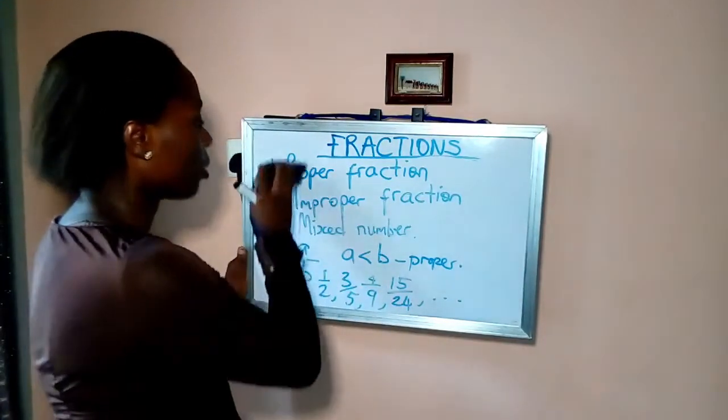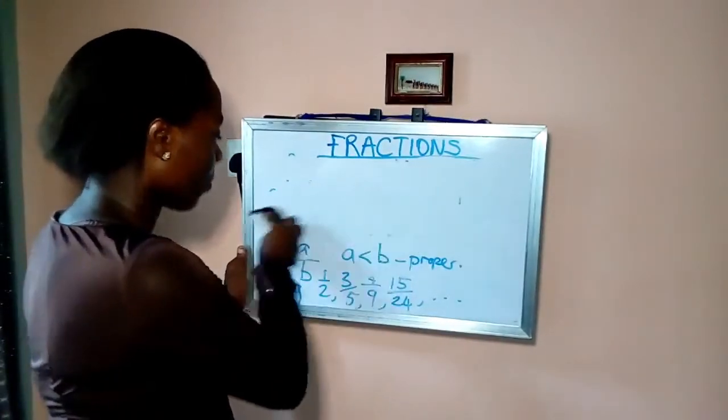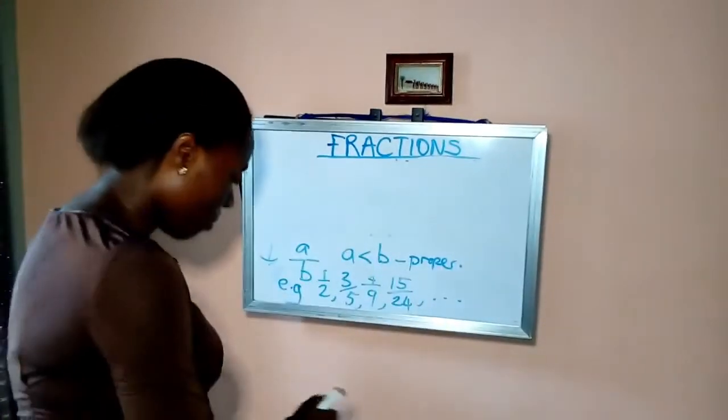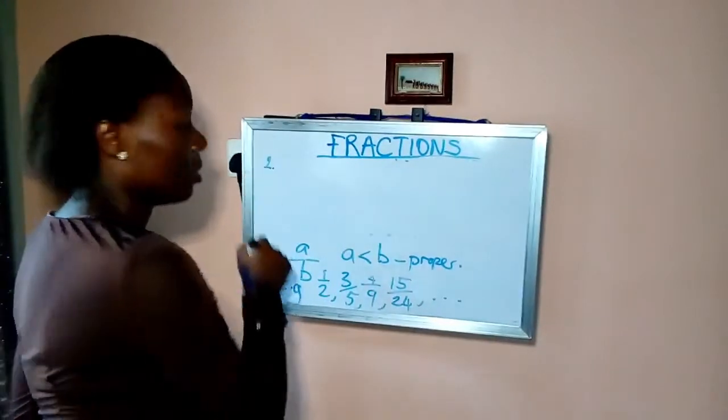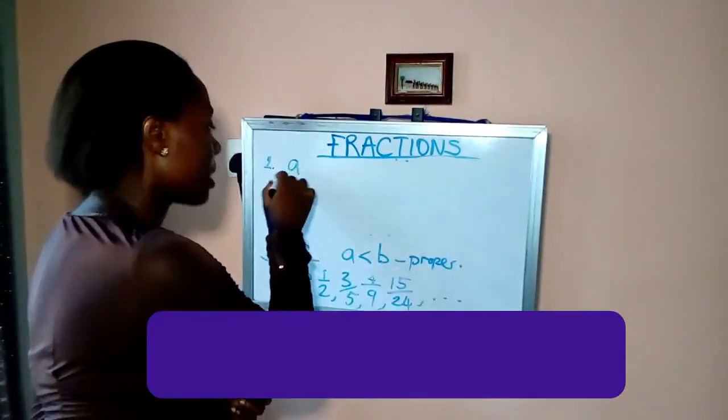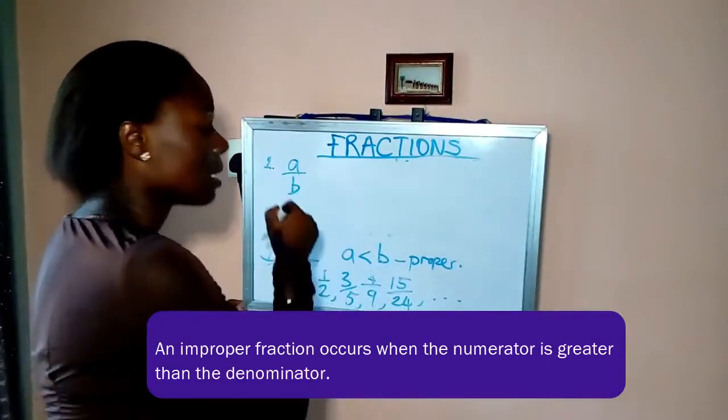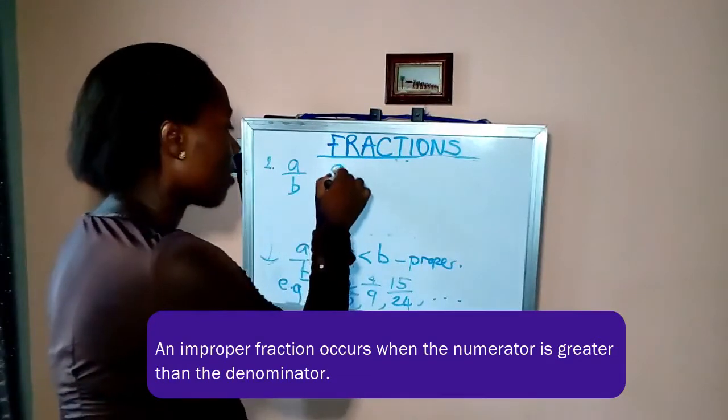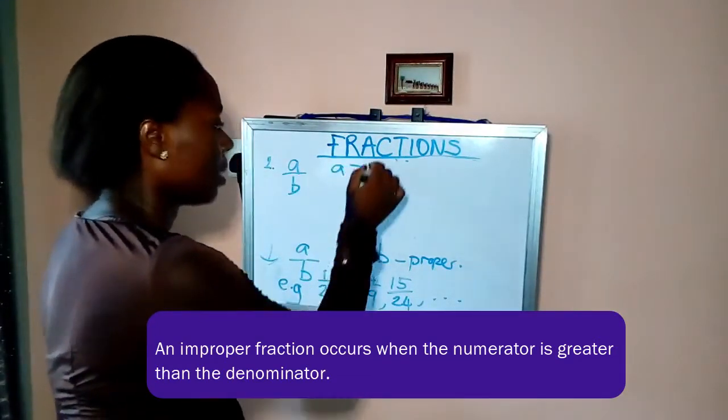For an improper fraction, which is our number 2, it always takes the form a over b, where our a is greater than our b.